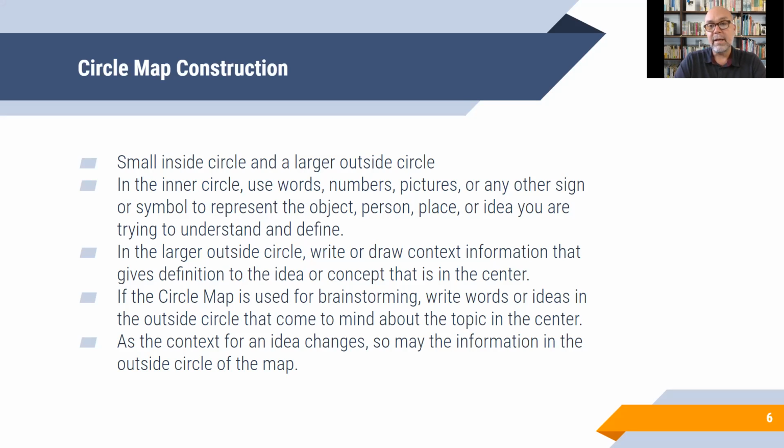Now, in some cases, like I said before, circle maps are used for brainstorming. And so kids will often just write anything that comes to mind that is related to whatever topic they're supposed to be brainstorming. And so it says, if the circle map is used for brainstorming, write words or ideas in the outside circle that come to mind about the topic in the center. So we'll talk about how sometimes circle maps can be great tools for measuring how much prior knowledge students have on the topic. It says, as the context for an idea changes, so may the information in the outside of the circle map. That's another point I was trying to make earlier, that you could have 4 different circle maps about the same exact topic and have very different information in each depending upon the context, right?